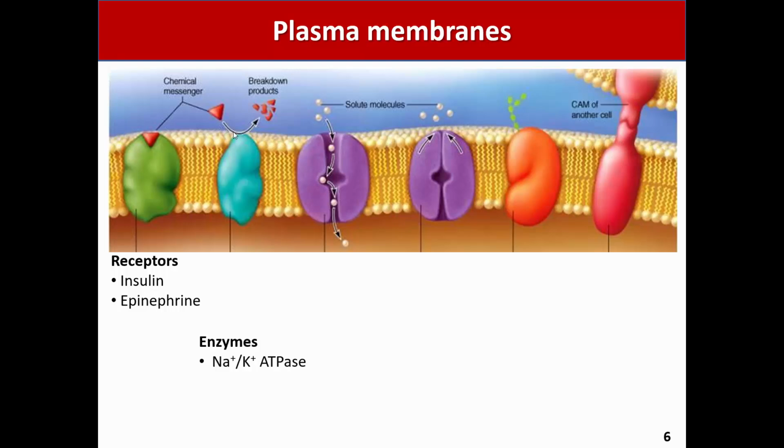The second example here in the blue is that some of these proteins are enzymes. One example of an enzyme is the sodium-potassium ATPase. We know it's an enzyme because the suffix of this entire term is ASE.